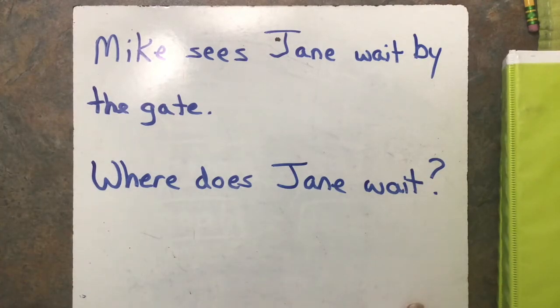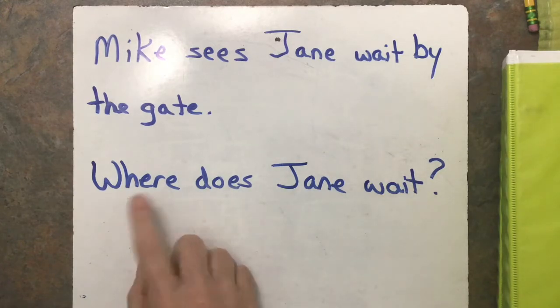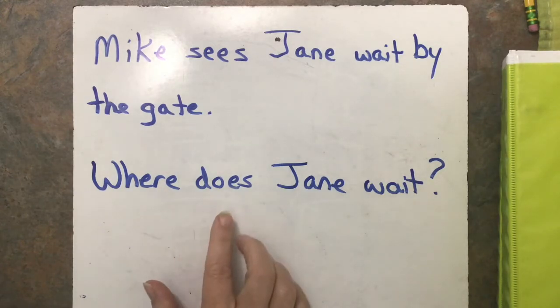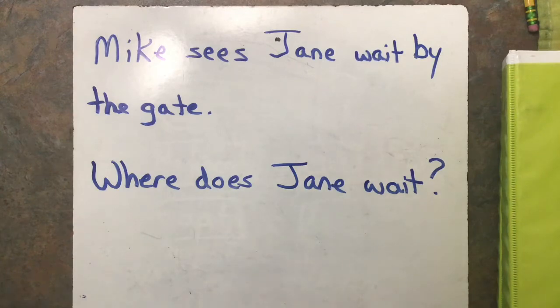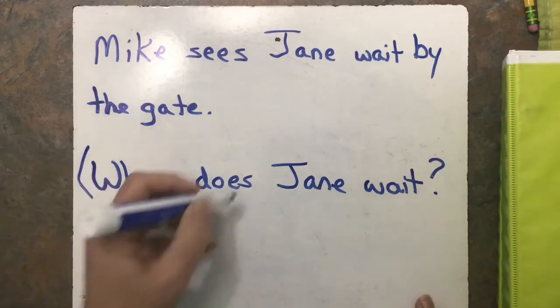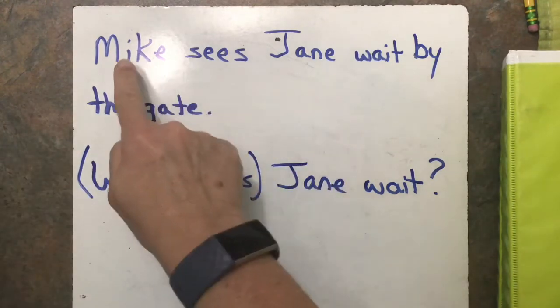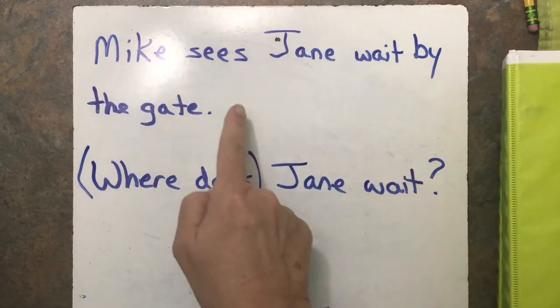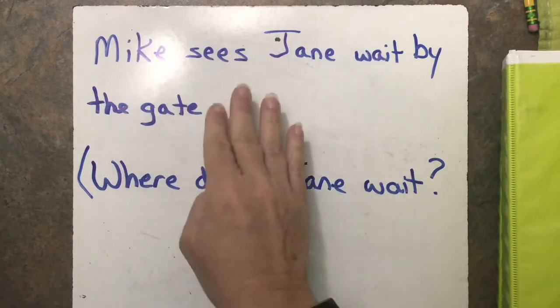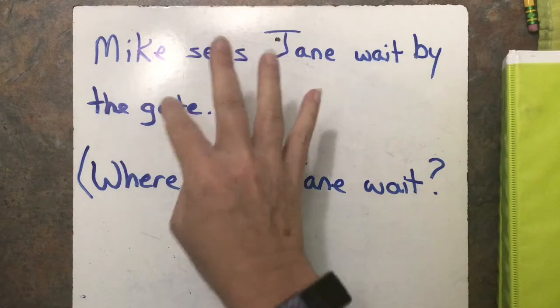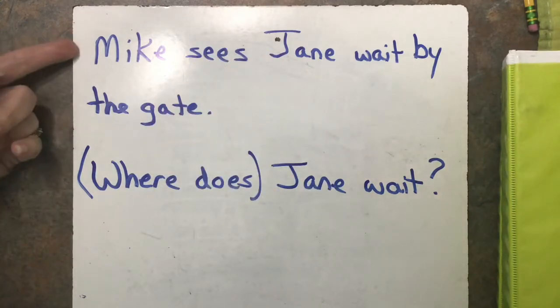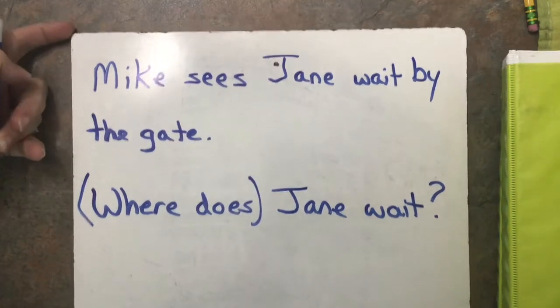The first thing we're going to be covering is answering questions that start with where does or what does. In this example, I've given you some information. This would be like reading a story, and then we're going to answer a question about the story. Let's take just a few minutes, and I want you to read.